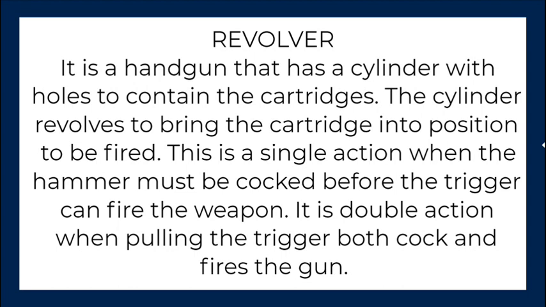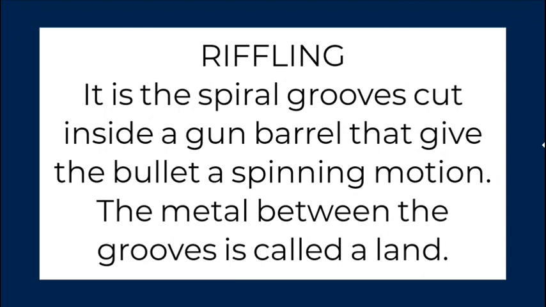25. Revolver. It is a handgun that has a cylinder with holes to contain the cartridges. The cylinder revolves to bring the cartridge into position to be fired. This is single action when the hammer must be cocked before the trigger can fire the weapon. It is double action when pulling the trigger both cocks and fires the gun.